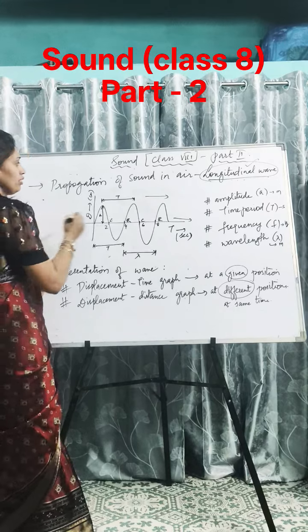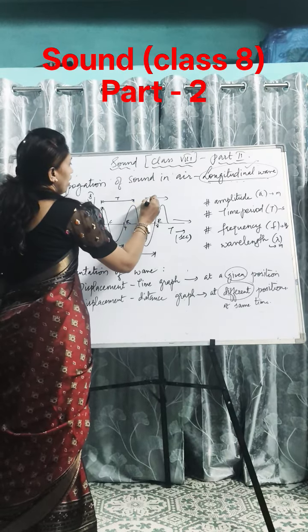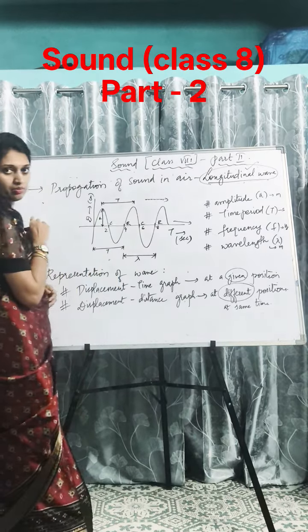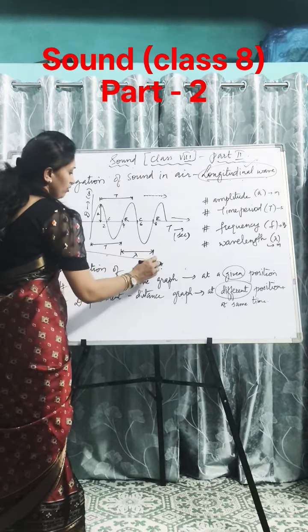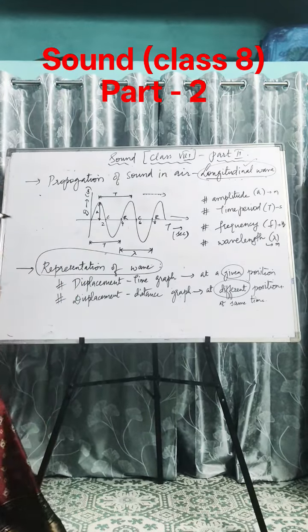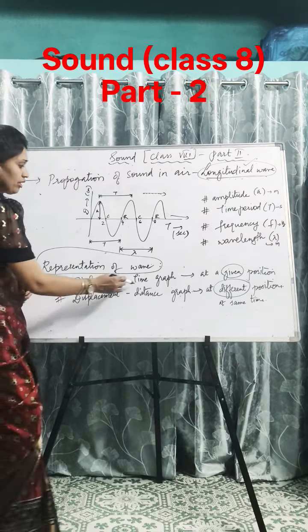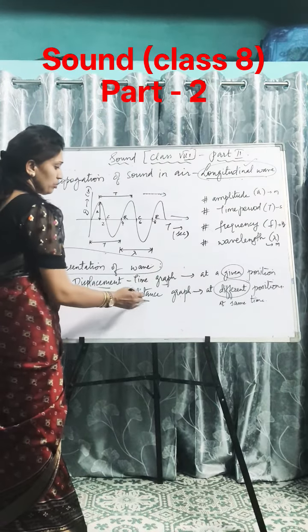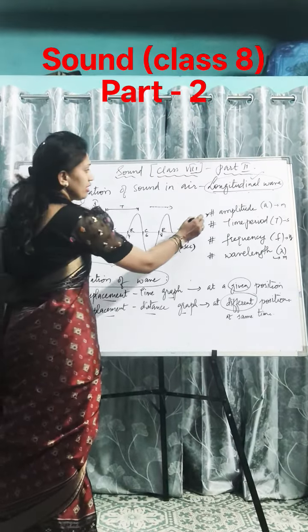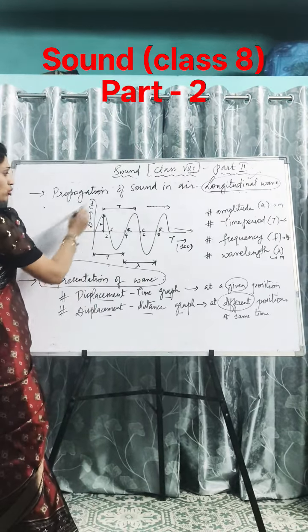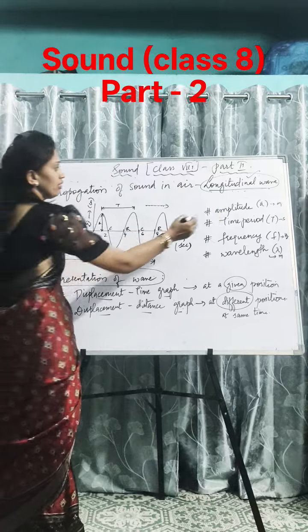And how are they moving? They are vibrating in the mean positions. Right? Now the wave can be represented in two forms. One is the displacement time graph and the other is displacement distance graph. Before getting into the graphs, let us see the basic terms related to a graph. You should be knowing what are the basic things here.